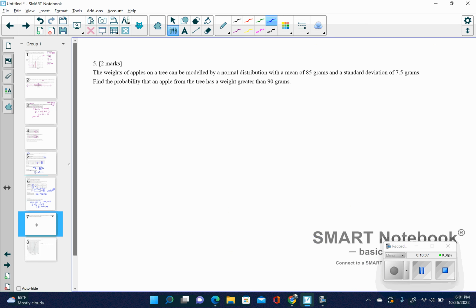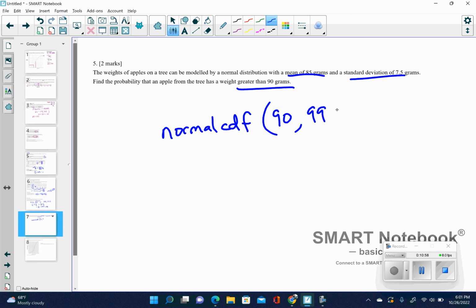The next one, they're giving you the mean, they're giving you a standard deviation, and they're asking you for a weight that is greater than 90 grams. So you need to pull your calculator out and do normal CDF. For the lower bound, it is 90. For the upper bound, you pick the biggest number you can think of. Like I told you, always just use nines, then comma, the mean, which is 85, and then the standard deviation, which is 7.5.